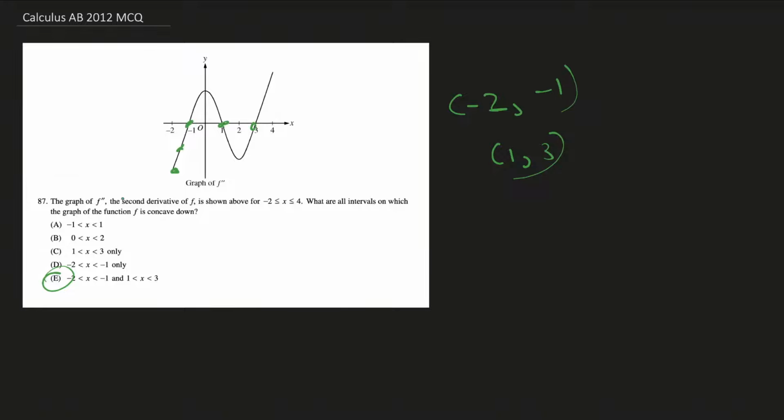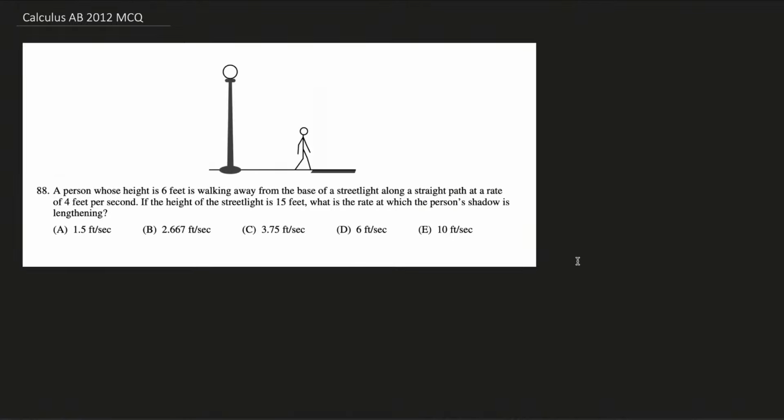So the only thing that satisfies that is E. So 87 is E. 88, a person whose height is 6 feet is walking from the base of a streetlight along a straight path at a rate of 4 feet per second. If the height of the streetlight is 15, what is the rate at which the person's shadow is lengthening? So if you think about this, here is 15, here is 6, here is the shadow's length, S, and the distance between the walking person and the streetlight is x.